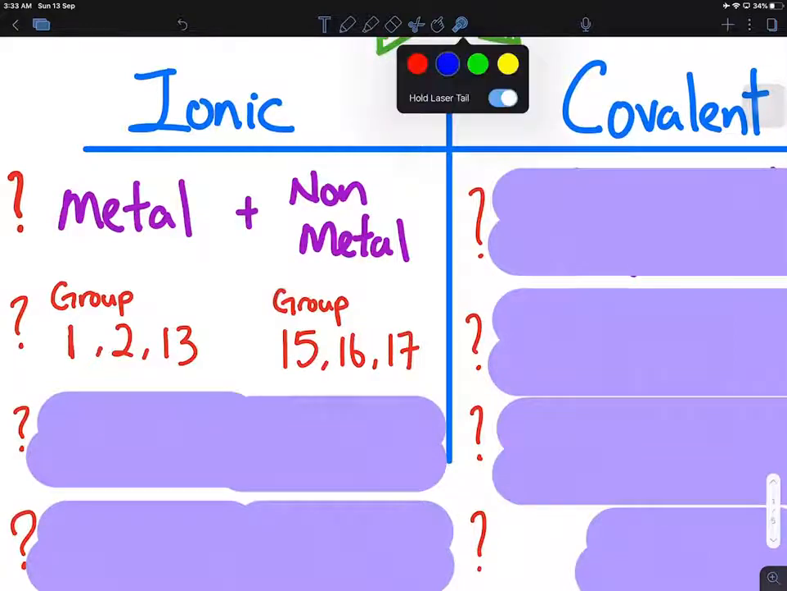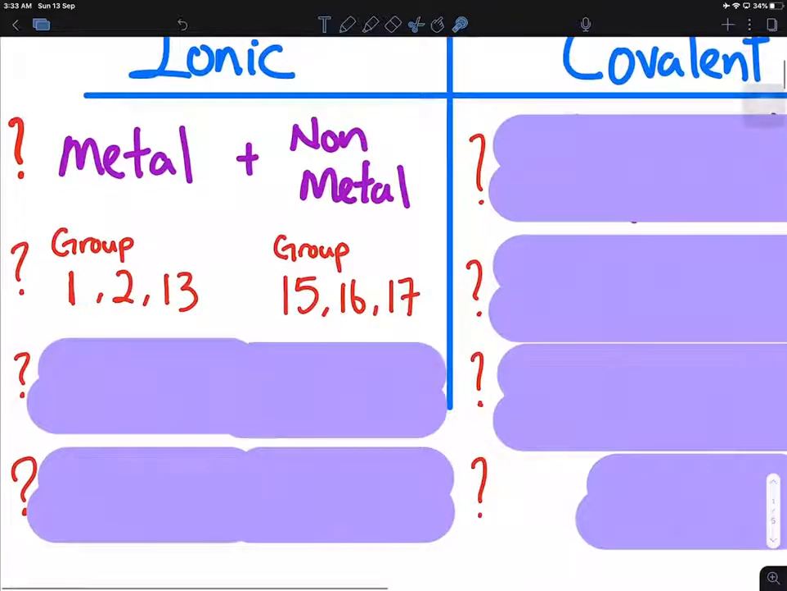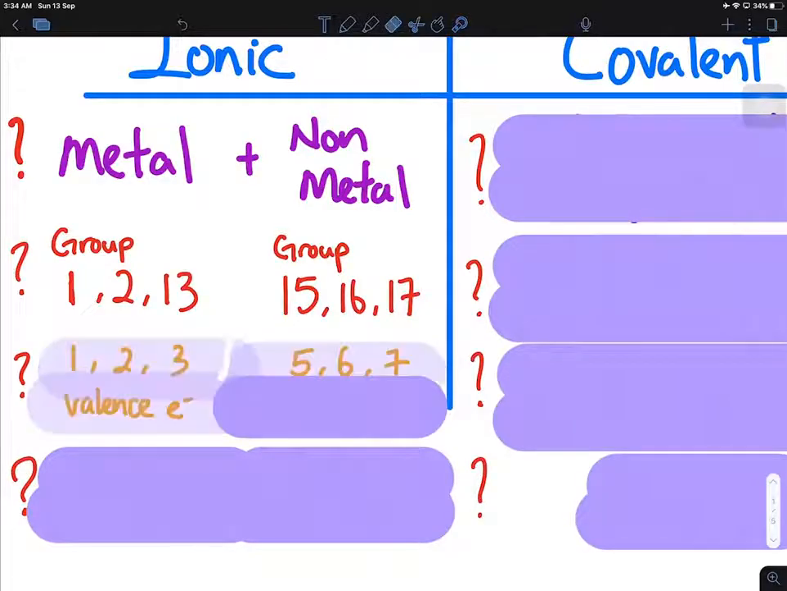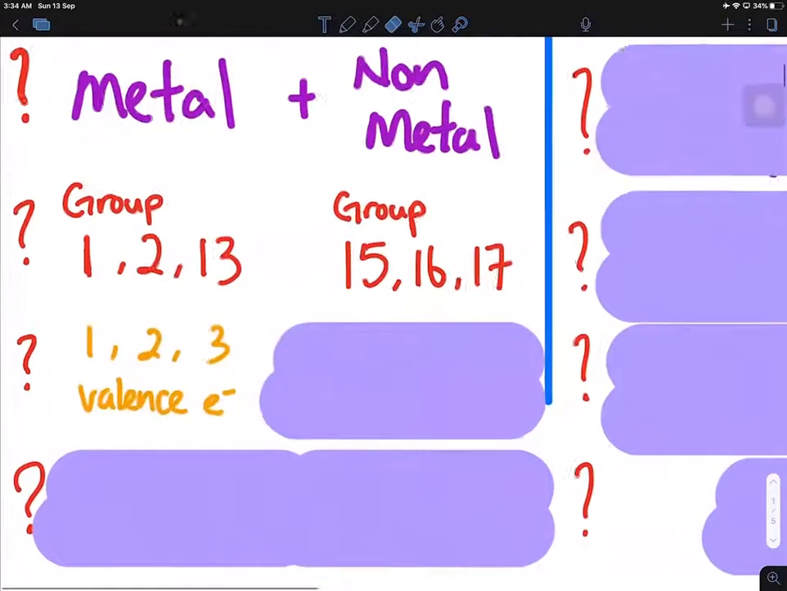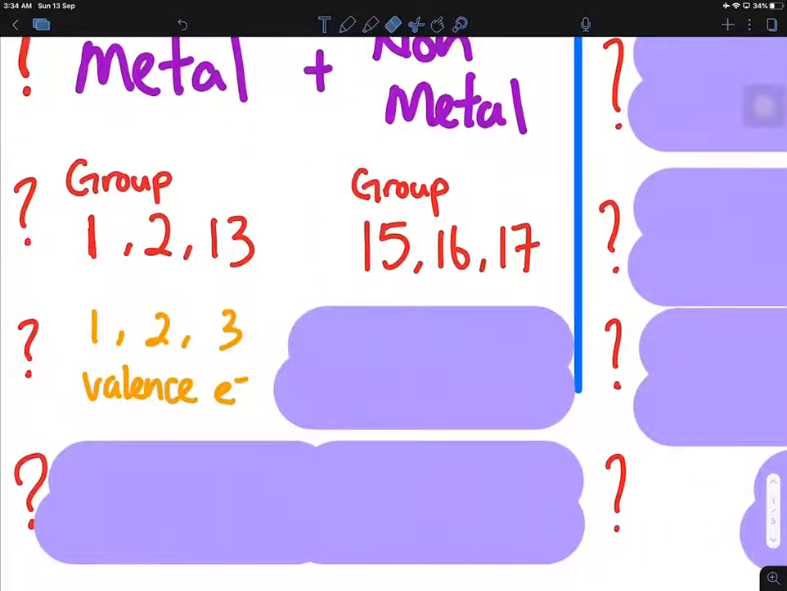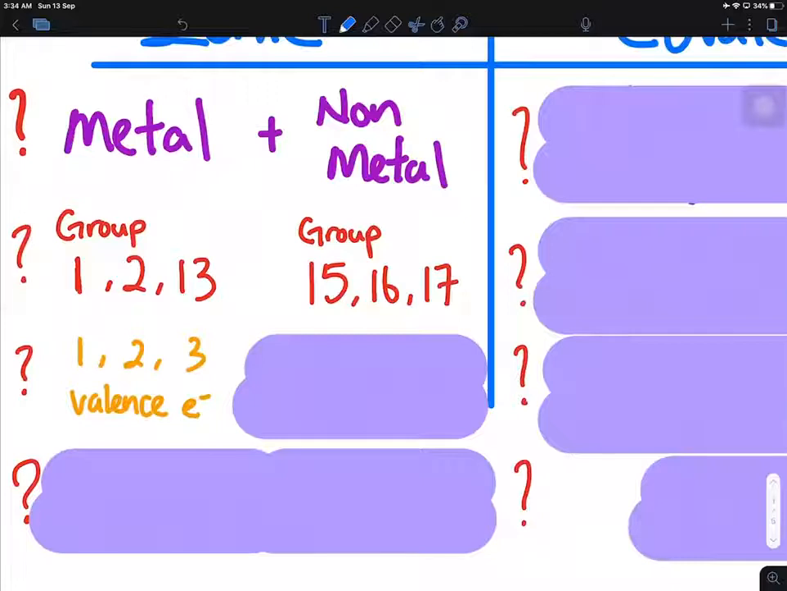There might be some students who want to ask, then how do I know which group the substance is from? How do I know that it is in group 1, 2, or 13? Then it leads you to the next question: how do I know which group an element is in? So you see, the questions are linked together. Metal, how do I know metal? Group 1, 2, 13. How do I know whether they are group 1, 2, 13?